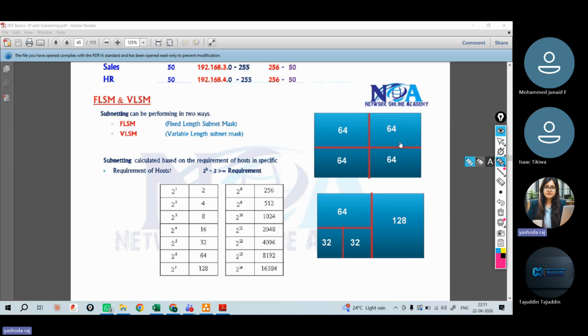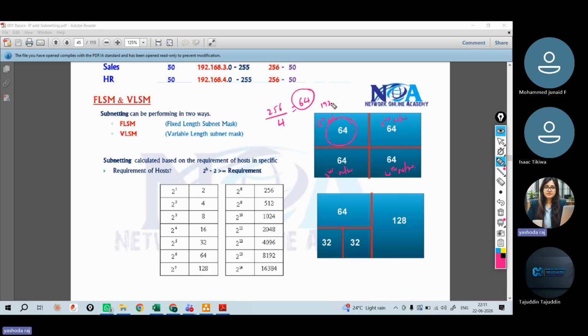Suppose I have divided these 256 IP addresses into 4 parts, divided by 4. How much are we getting? 64. That means this is one network. This is the first network, this is the second network, this is the third network, and this is the fourth network. 256 divided by 4 gives 4 networks with 64 IP addresses in each network. Let me say how I'm going to assign them.